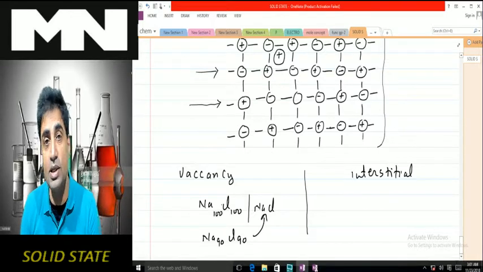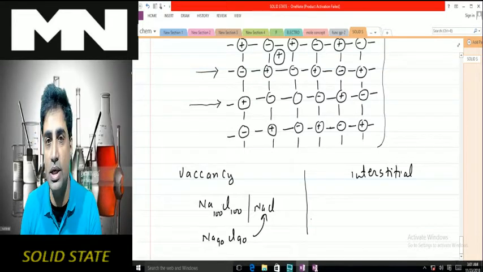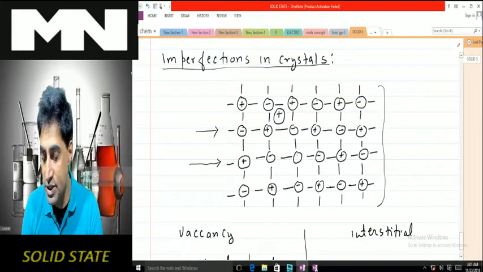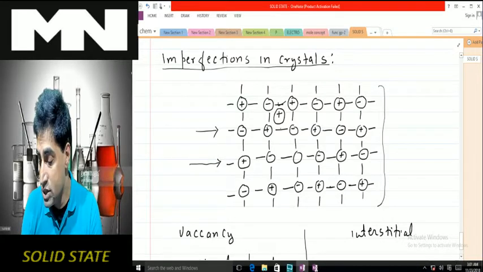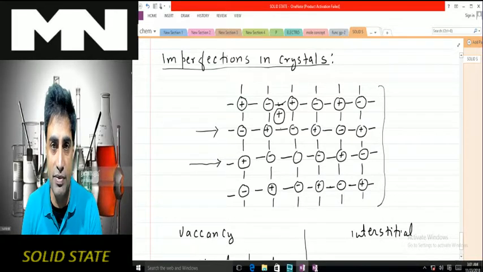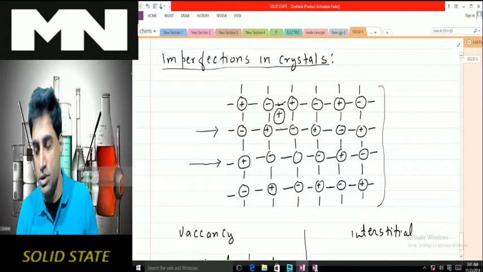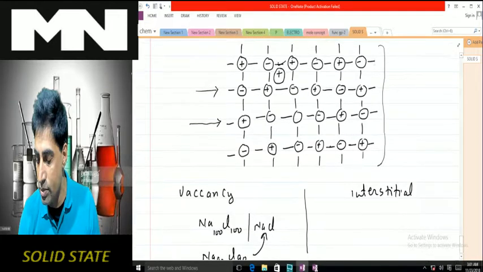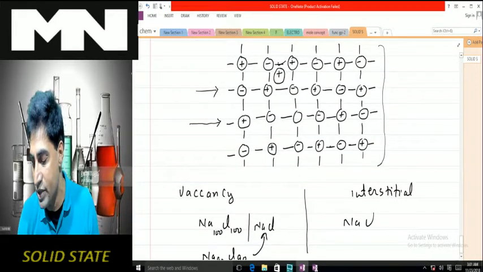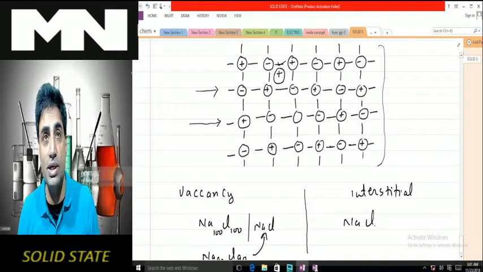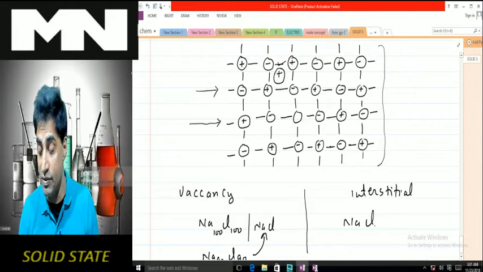In interstitial, again the formula is not changing, but the ions are not moving out of the crystal. The cation is found missing, and instead of moving out of the crystal, it is occupying an interstitial site. As you can see over here, it is occupying an interstitial site. Such an imperfection is interstitial imperfection. Interstitial imperfection cannot occur in all types of crystals. For example, sodium chloride cannot show interstitial imperfection. Please do remember this: any crystal which has a larger cation cannot exhibit interstitial imperfection.